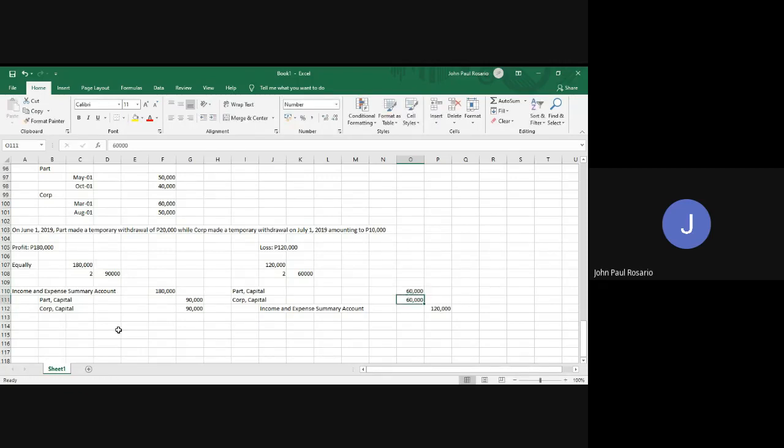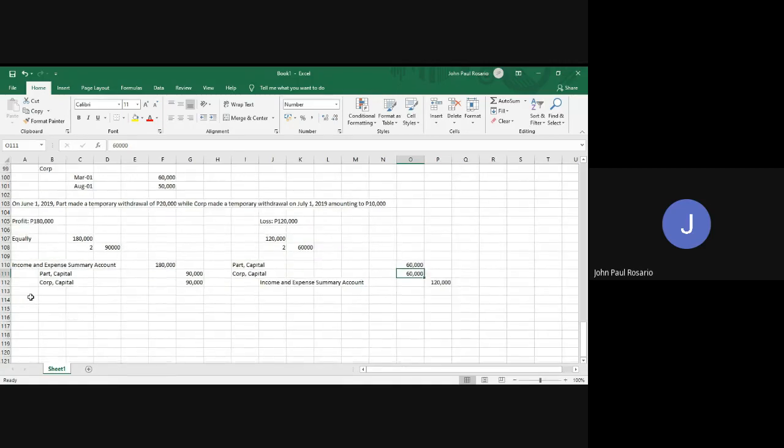So for profit distribution, this is the simplest. So next, what if it is an arbitrary ratio? When you say arbitrary ratio, for example, if the percentage is 60% for Part and 40% for Corp. Always remember, if percentages are used, it must total 100%, guys. Okay? So with that, here is the pro forma entry.